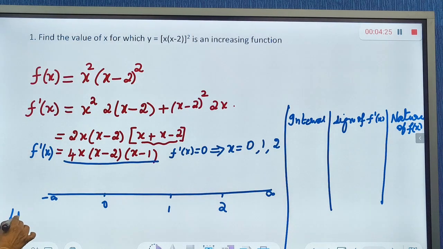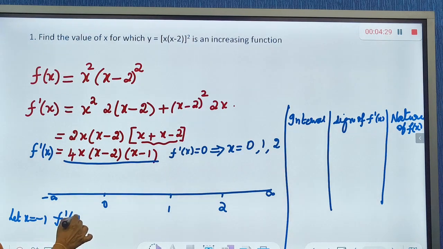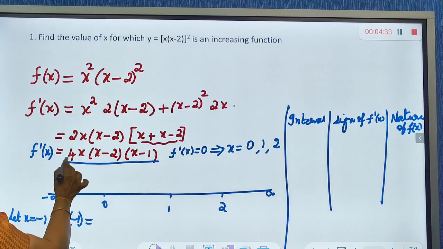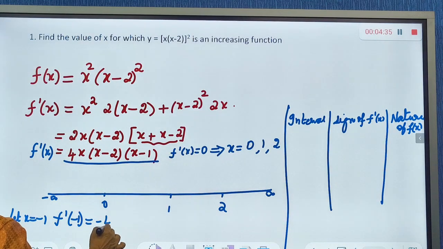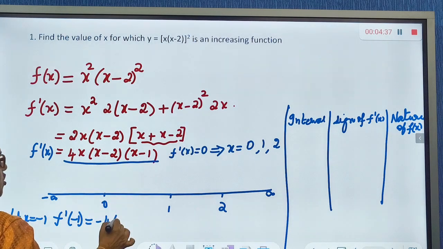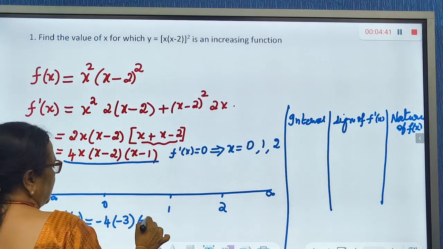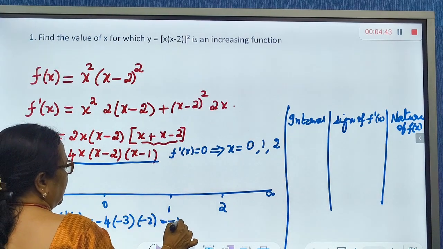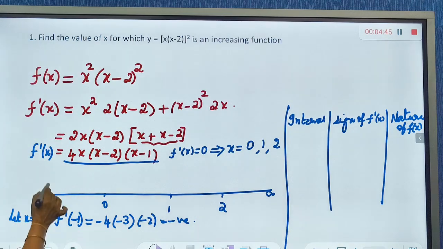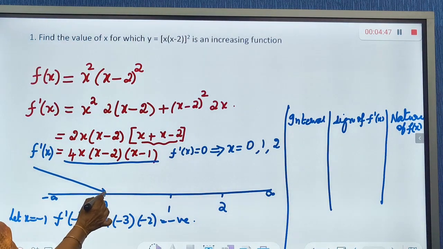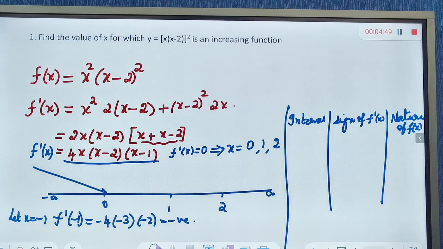So let x be minus 1. What is f dash of minus 1? F dash of minus 1 will be, this will become minus 4. Minus 1 minus 2 will be minus 3. Minus 1 minus 1 will be minus 2, which is negative. So the function is decreasing in minus infinity to 0.